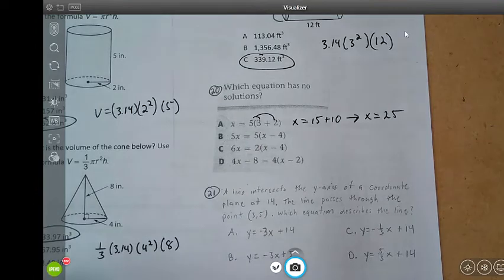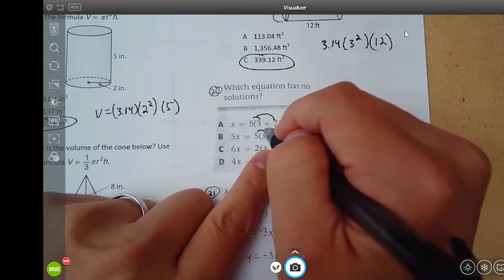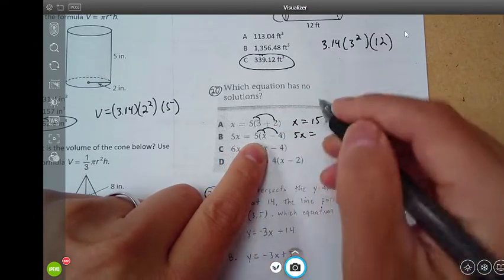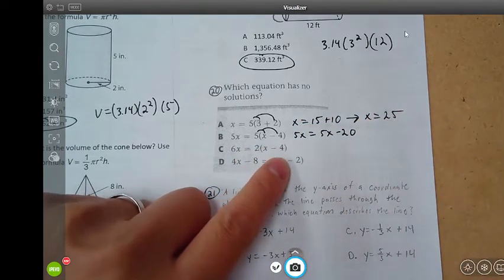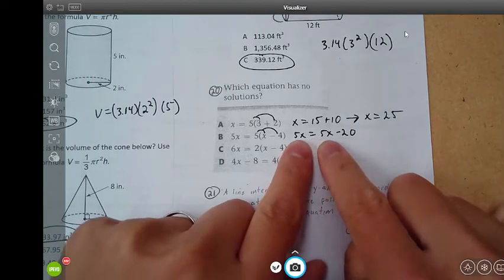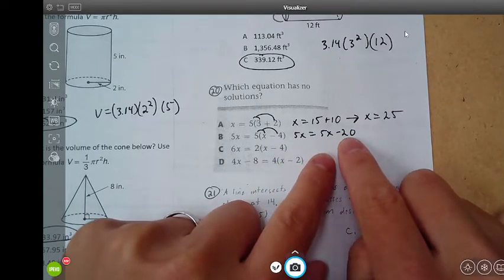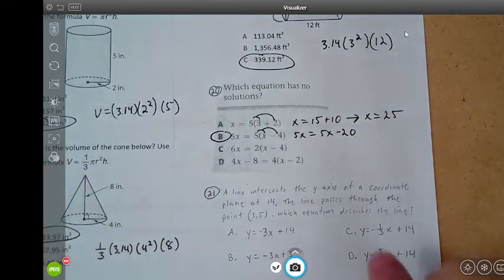X is 25. Let's go ahead and do option B. If I distribute this one in, I'll have 5x equals 5 times x is 5x. 5 times -4 is a -20. Notice in this one, there's my equal sign. The x's are the same, right? But on the left side, there's nothing else. On the right side, there's this -20. Okay? This is the one that has no solution. The x term is the same. The constant is different. If I subtract the 5x on both sides, I'll have 0 equals -20, which isn't true, which is false. That means there's no solution.